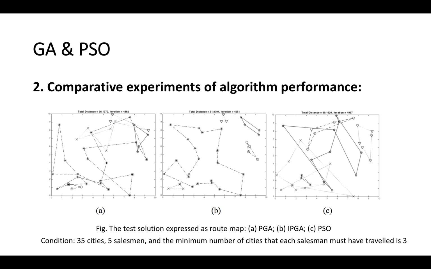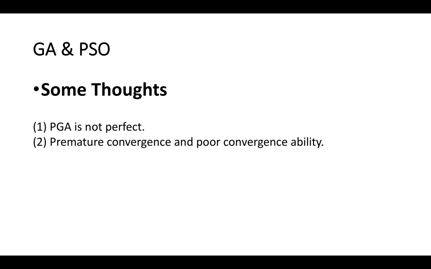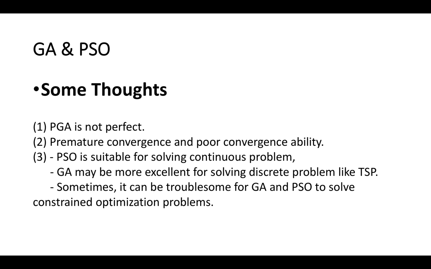Second, genetic algorithm and particle optimization algorithm often encounter the weakness of premature convergence and poor convergence ability. It is necessary to prevent such phenomenon. Third, particle optimization algorithm is suitable for solving continuous problems, but genetic algorithm may be more excellent for solving discrete problems like traveling salesman problem. Sometimes it can be troublesome for genetic algorithm and particle optimization algorithm to solve constraint optimization problems.